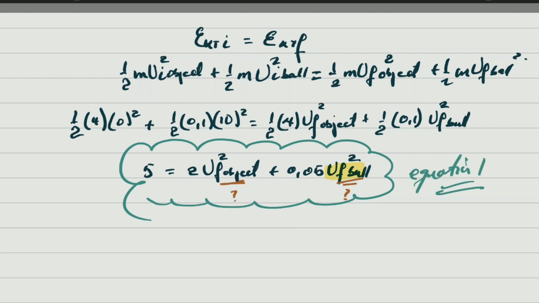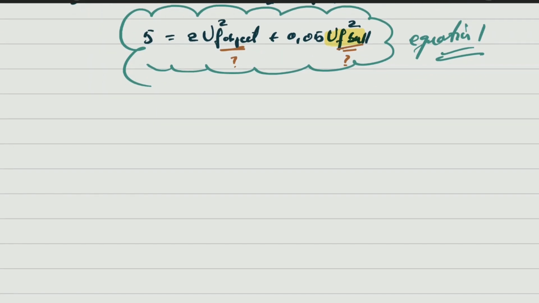Equation 1. So now we're going to go to momentum to calculate the velocity of the object, so we can calculate the velocity of the ball. So, law of conservation of momentum.